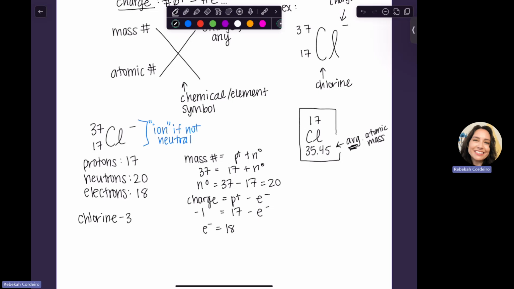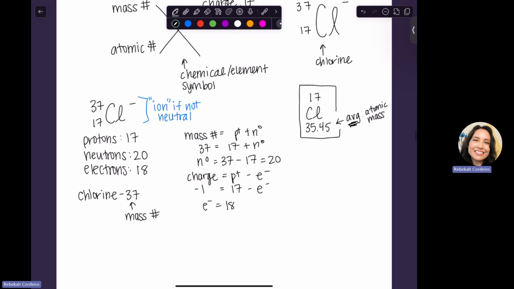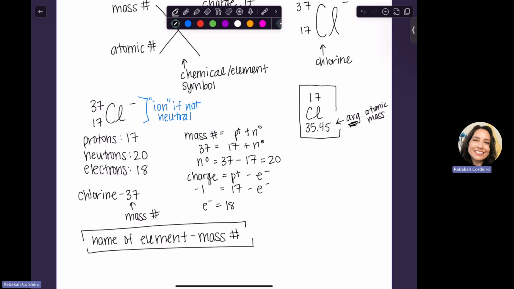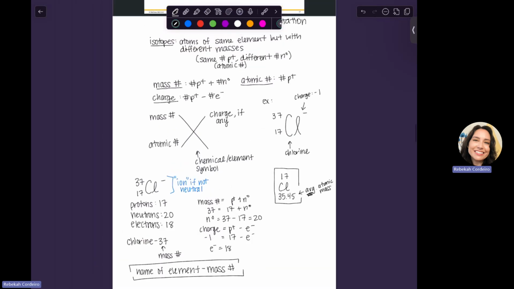And then another way we can write, if we want to name it, we could say chlorine-37. And this is going to give me the mass number. So another way we can talk about the different isotopes would be the name of the element, and then we write a dash, and then we put the mass number. That's a way that we can quickly tell you what the different isotope is. And we'll talk about how we name ions a little bit later, but those are just some ways in which you can take all the information about number of protons, neutrons, and electrons, and have it in a quick, easy to reach way.